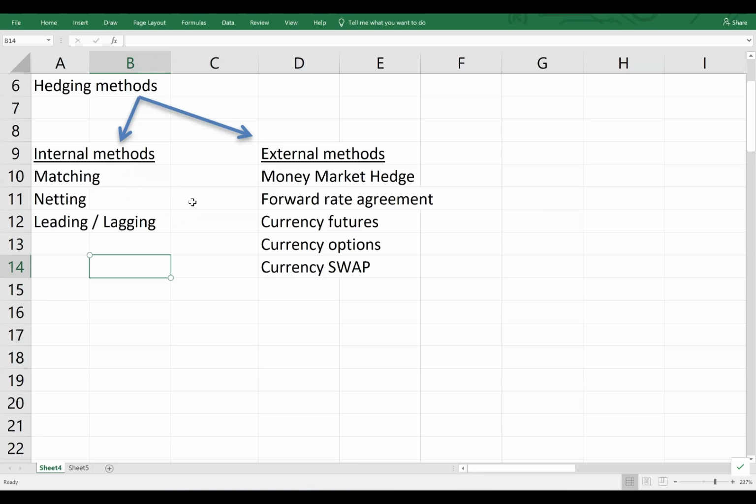Now let's talk about some external hedging methods that you can use, and on the basis of that you can reduce the risk of transaction. Okay, I will start with the forward rate agreement, FRA, or a future rate agreement.